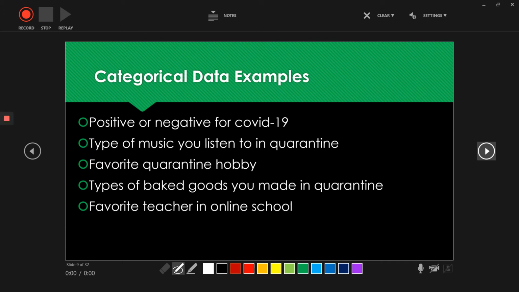Type of music you listen to in quarantine, right? So that has categories. The answers would be categories: rock, classical, favorite quarantine hobby. Again, the answers would be categories. Okay, so hopefully this makes sense. Types of baked goods you made in quarantine, and your favorite teacher in online school, which only has one answer. Let's be realistic, right?